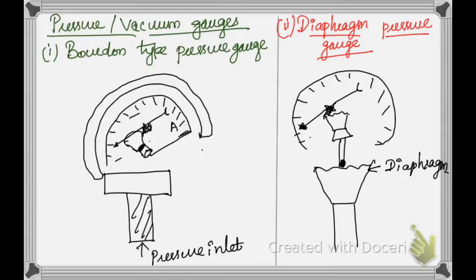So which is nothing but a sheet of a semi-flexible material which is anchored at its periphery is called a diaphragm. So the elastic deformation of this diaphragm, which is under pressure, is transmitted to a pointer by means of a mechanical link, as you are seeing here. So this gauge is also used to measure relatively very small pressure.